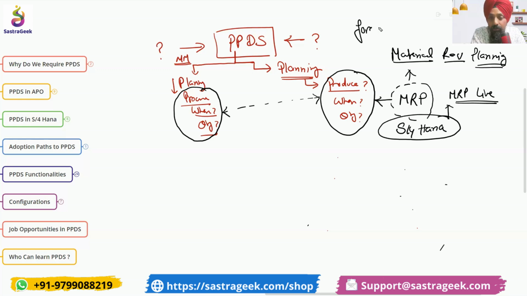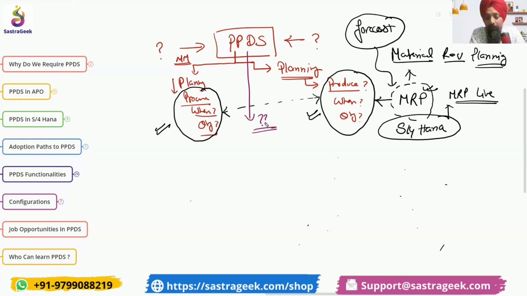It can take forecast into the picture. It can take stocks, it can take all the demand, and then it can calculate and tell us what we need to procure and what we need to produce. Now the question comes: in S4HANA, through this MRP tool, if we already know what we need to produce, how much we need to produce, and what we need to procure, then what is the use of PPDS? Where are we going to use PPDS?